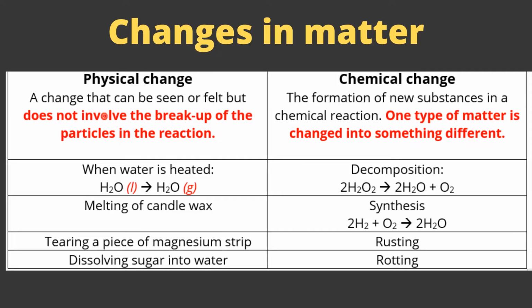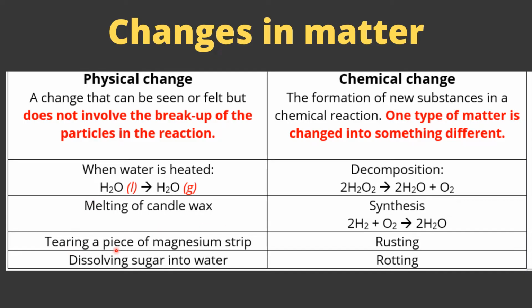Now let us look at other examples of physical change. When you melt a candle, for example, let's say you heat a candle, then it starts to melt. It doesn't mean that the wax has now changed into something else. It's just melted. So that's an example of a physical change. You have seen it, or maybe you've even felt it because you feel the temperature increase.